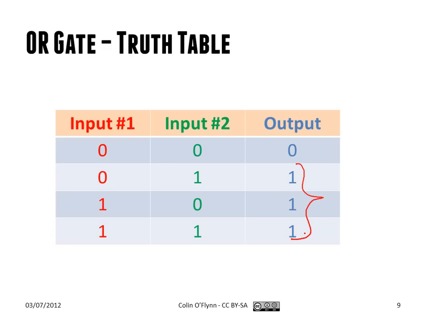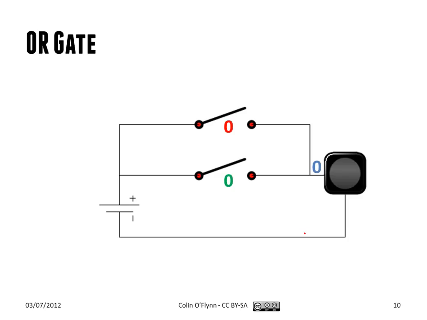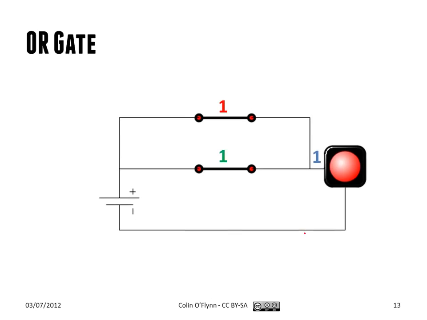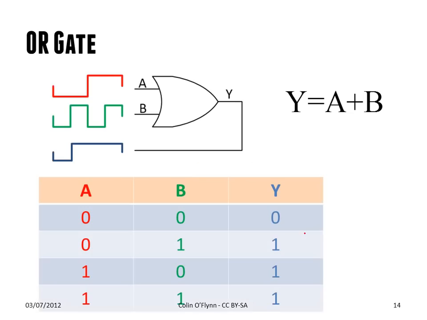So the name we give that is OR, because if one or the other is 1, the output's 1. And you can think of that, if you're building the circuit physically, might look something like this. So we have two switches. If one of those switches is closed, power will flow and light up the bulb. So if that one's closed, power flows, lights up the bulb. That one's closed. And if they're both closed, it still lights up. So that's physically how you might build an OR gate.